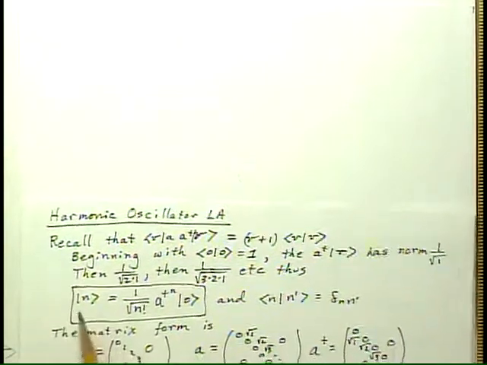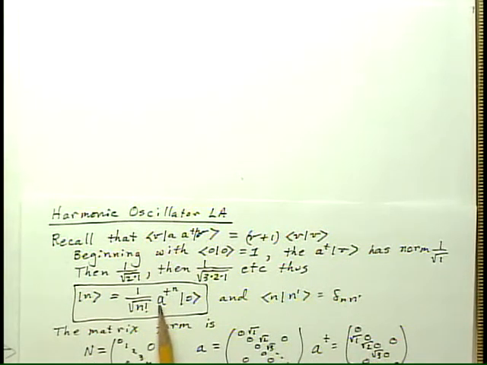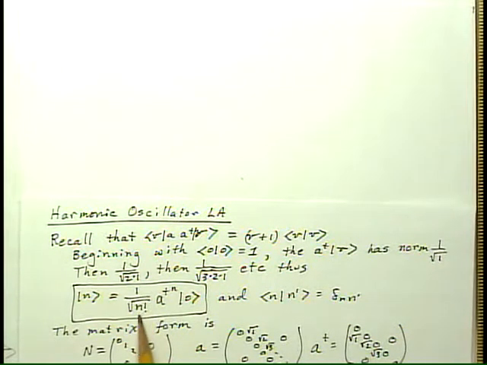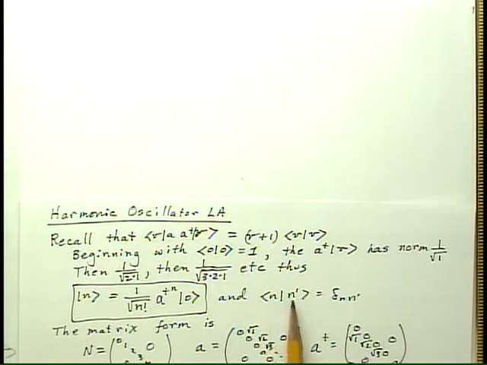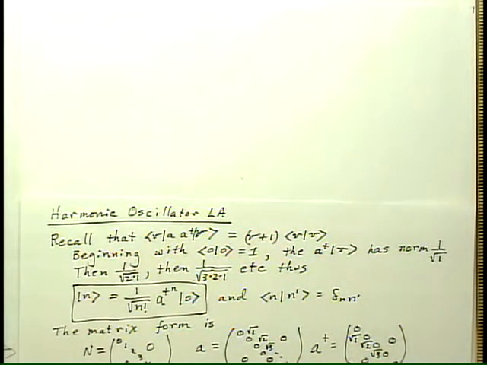And in general, the nth eigenvalue with A dagger to the nth power from the lowest state must have a normalization, in order to maintain its normalization, of 1 over the square root of n factorial. This will then give us the vector n times the vector n prime is 0 unless those two vectors, both n and n prime, are the same, in which case we get a normalization of 1.